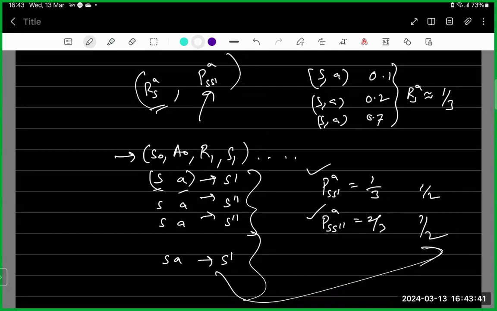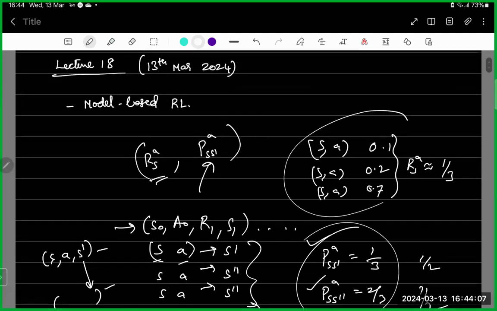Yes, for A, S dash, all possible S dashes, you have to keep updating those probabilities. So for every state S comma A, you maintain this table. Like for every state S comma A, you write down what are all the next states and how many times you visited those next states. Based on that, you compute these things, and based on this, you compute RSA. So you just compute these online. Whenever you see some state S comma A, you update these two parameters, RSA and PSS dash A.